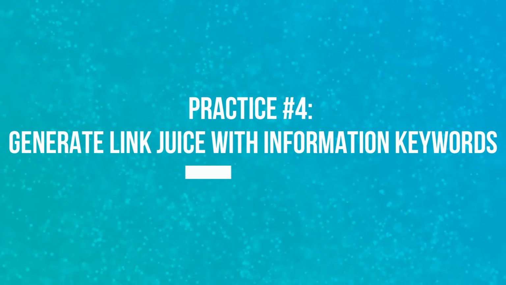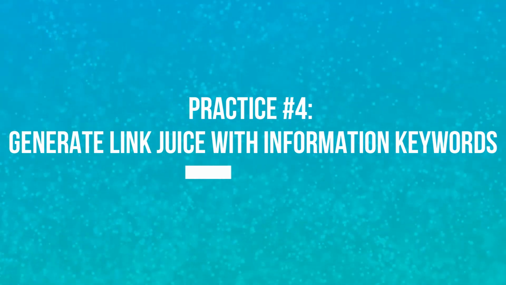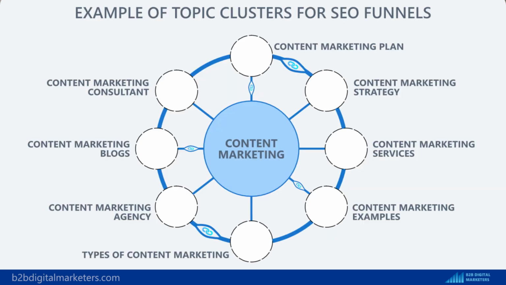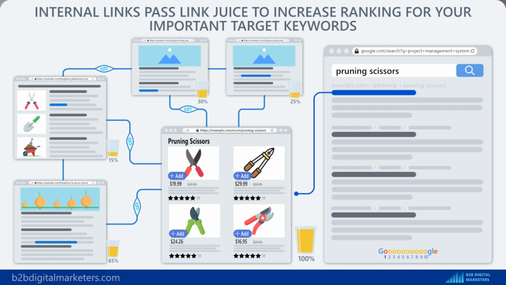The next important best practice for informational keywords is to use them to generate high quality backlinks and then pass the link juice to your commercial and transactional pages. And as shown from the previous best practice, you should create topic clusters for your most important products or services, and then connect all the pages with internal links, which will allow you to pass the link juice to your most important money pages, so you can rank on top and generate leads and or sales for your business.